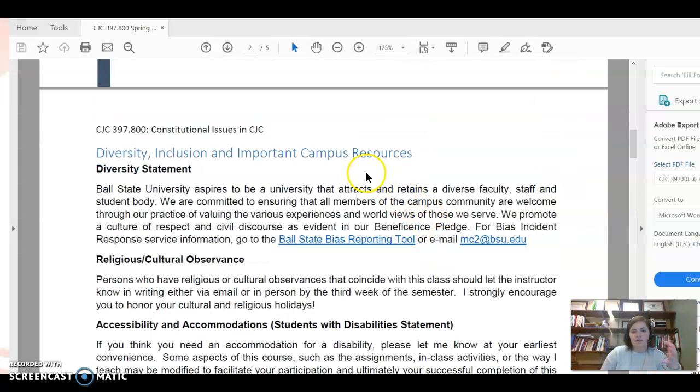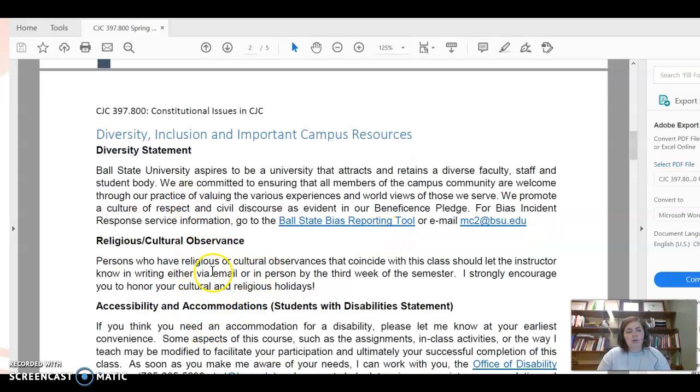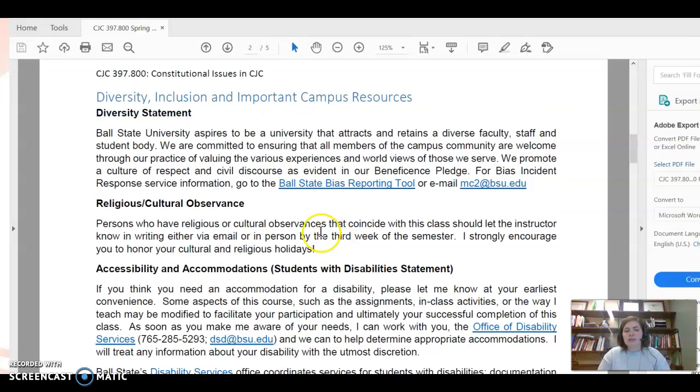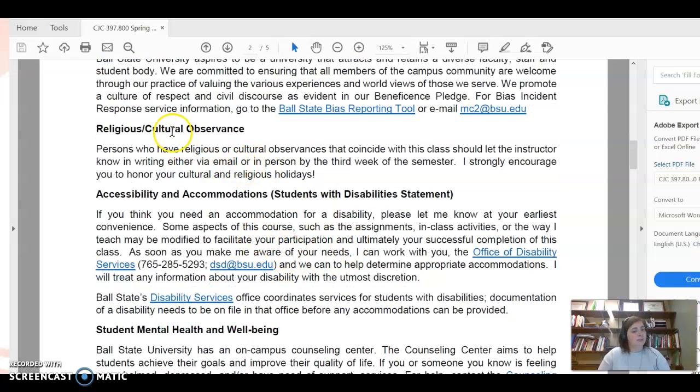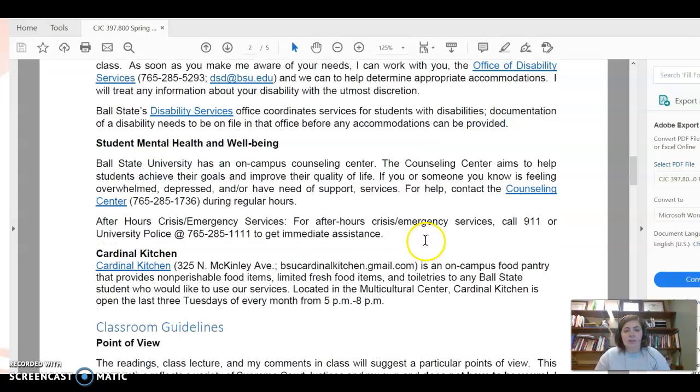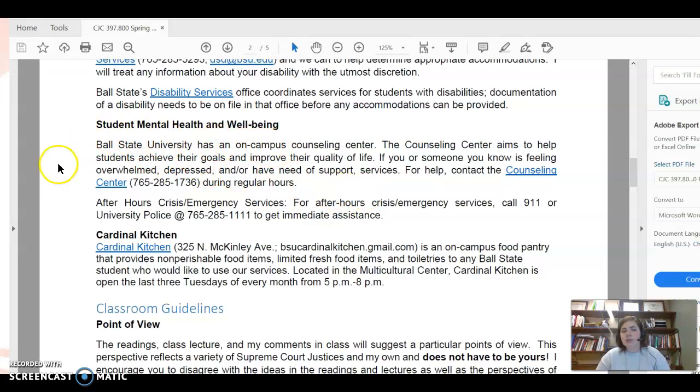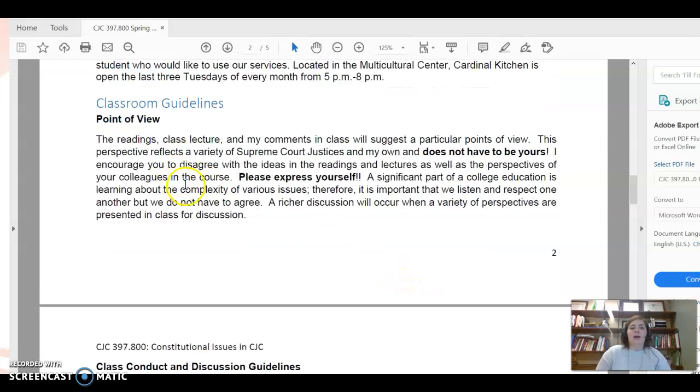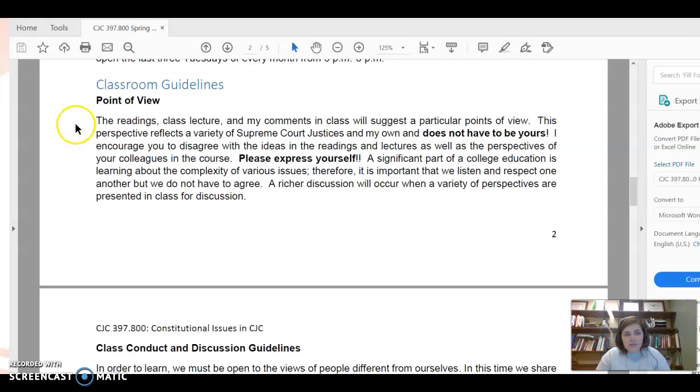My syllabus starts off with a diversity statement. Diversity is really important to my department and to myself. If you ever feel that something makes you uncomfortable, you can feel free to use this bias tool. If you have any religious or cultural holidays that coincide with this class, try and let me know as soon as possible. If you are a student with a disability, please let me know as soon as possible. Everything will be handled discreetly, but we want to make sure that you can succeed. If you are a student, there are mental health services on campus. There's also Cardinal Kitchen.